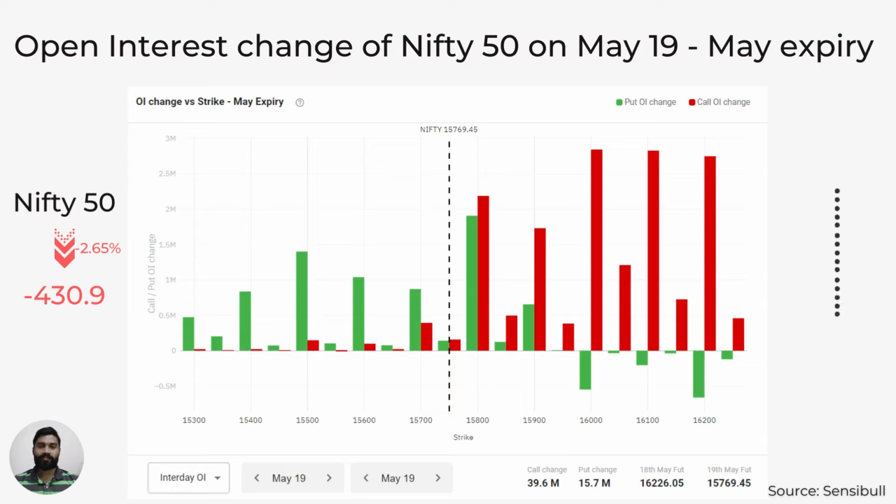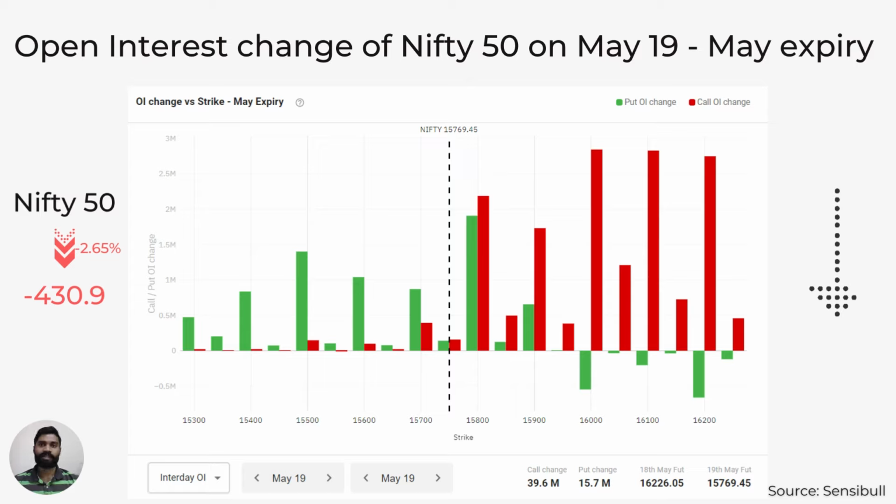So on May 19th, the Nifty 50 saw its biggest fall in over 3 months. It fell 2.65%, while the Bank Nifty fell 2.48%. If you look at the open interest chart here of Nifty 50 May 26 expiry, we can clearly see that the red bars representing the calls sold at different strike prices were very high, especially at 16,000, 16,100 and 16,200 levels. So this means traders sold a lot of call options at these levels.